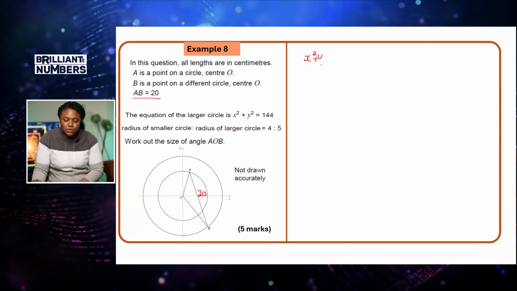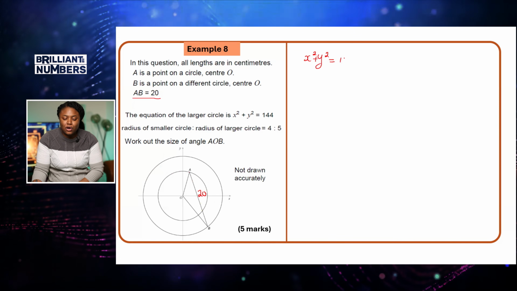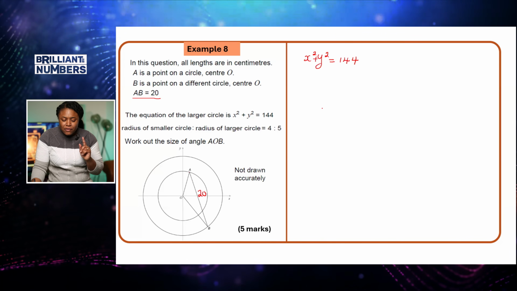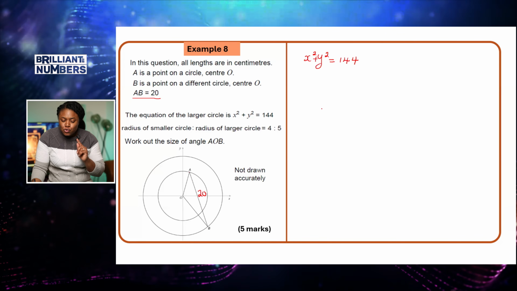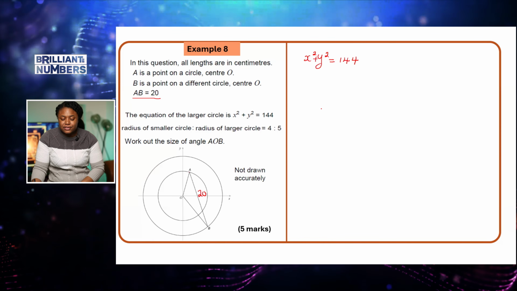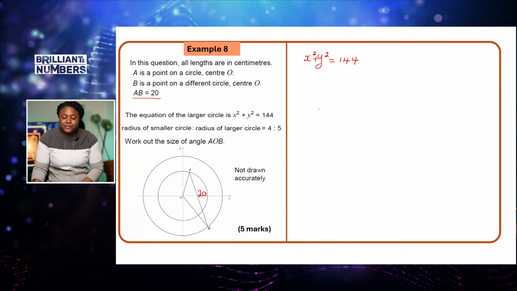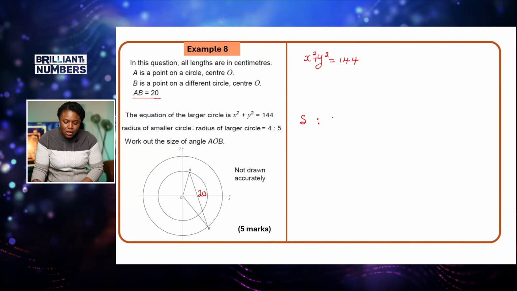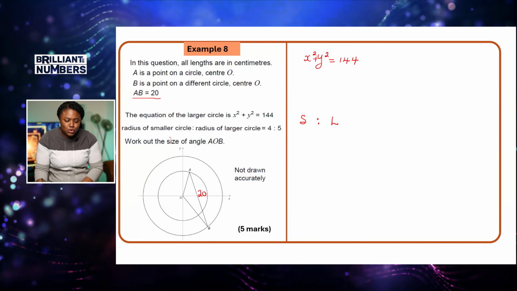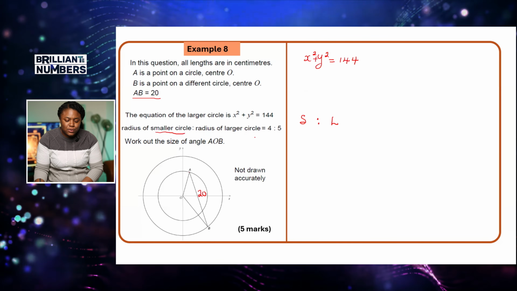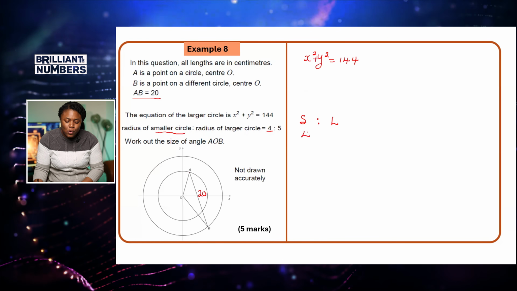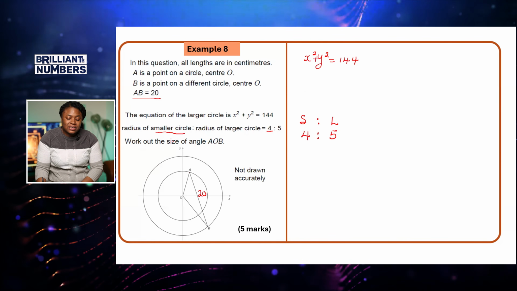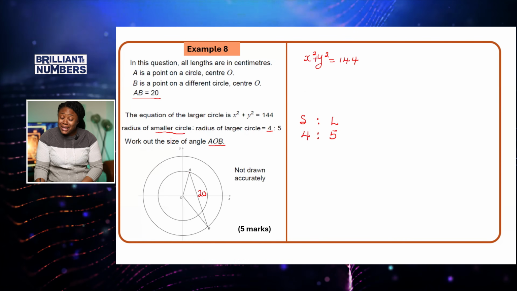So x squared plus y squared is equal to 144. Now, the radius of the small circle to the radius of the larger circle is 4 to 5. So I'm going to write small to large. So the radius of the small circle, make sure you put them in the right order. First ratio comes up is 4, and to the large one is 5. Work out the size of angle AOB.